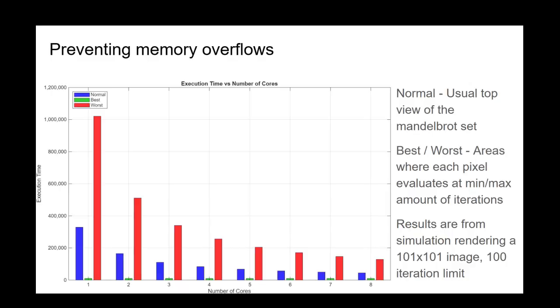Here are the execution times in clock cycles for a 101 by 101 pixel image over 100 iterations using varying core counts. Worst and best case times correspond to 101 iterations per pixel, respectively, while normal shows the time for the topmost view. These results are simulated and do not include delays from DMA or other external components.